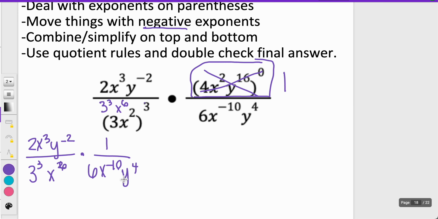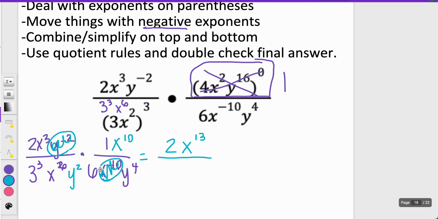Now I want to deal with negative exponents. So I'm seeing y to the negative second and x to the negative 10th. That means x to the negative 10th is going to go up here on the top, and y to the negative second is going to go here on the bottom. Okay, so let's go ahead and combine just straight across. 2x to the third times 1x to the 10th would give me 2x to the 13th.